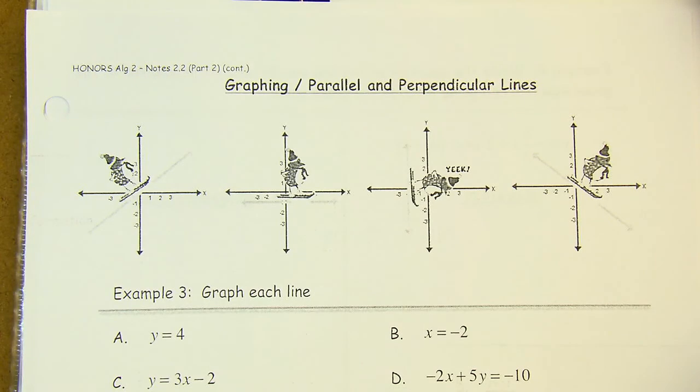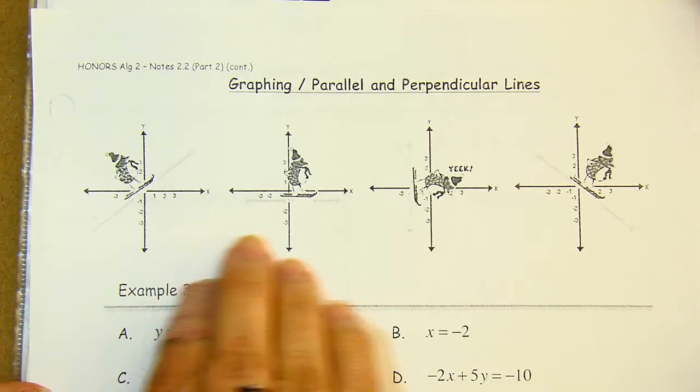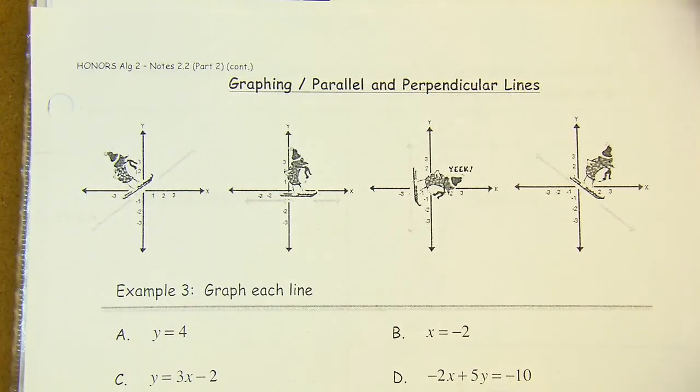Okay, this is the end, I believe, of Chapter 2, Section 2. This is Part 2 continued. You'll notice here that I've got some little penguins on my coordinate plane. So we can get used to, again, positive slope, negative slope, zero slope, and undefined slope.